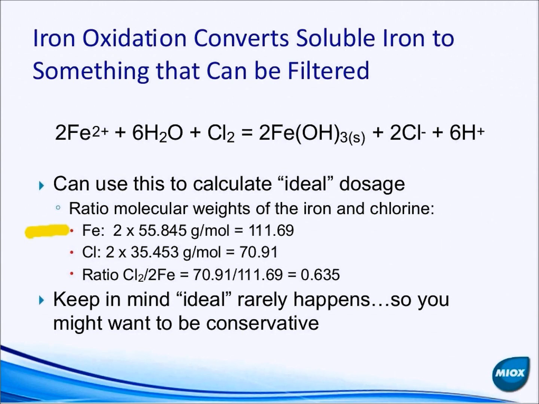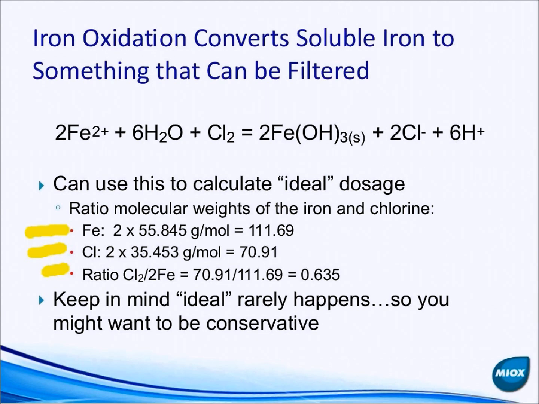So the iron, 2 times the molecular weight of 55.8 grams per mole, which is 111.69. The chlorine, 2 times 35.45, which is 70.91. And if you ratio the 2 together, so you're looking at the ratio of chlorine to iron, you get a number of 0.635, which is a fairly common ratio that you may have seen out there.